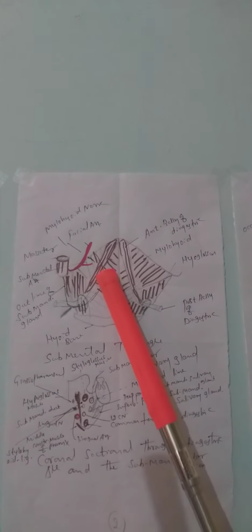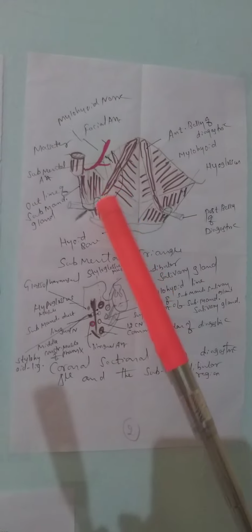You can see here the submental triangle. Submental triangle can be seen here, between the two anterior bellies of digastric. You can also see the floor is formed by the mylohyoid muscle. The floor can be seen here, and the contents can be seen here.